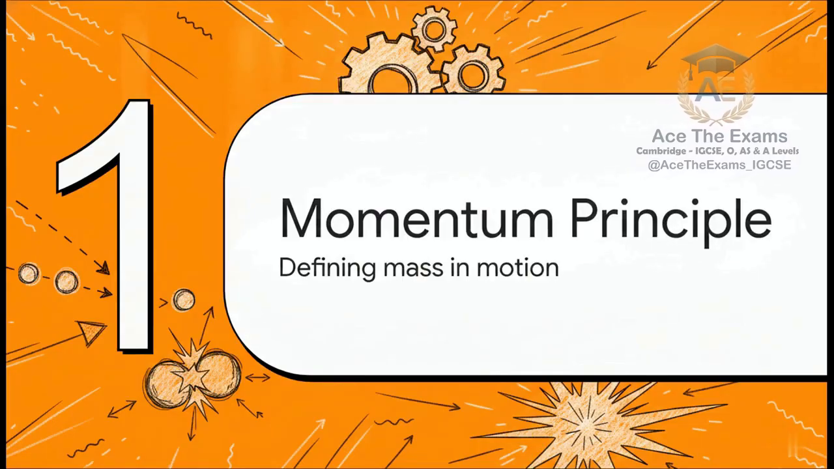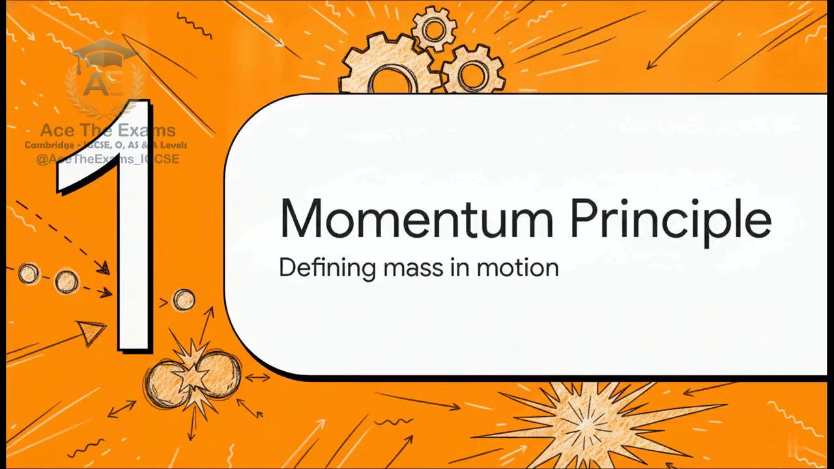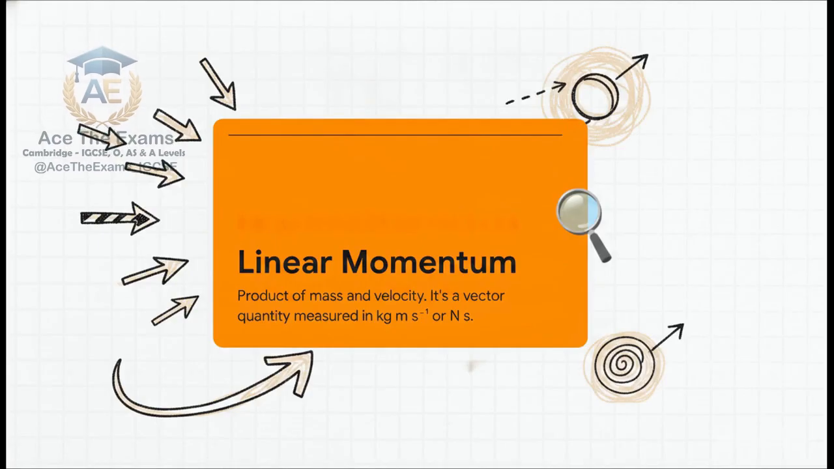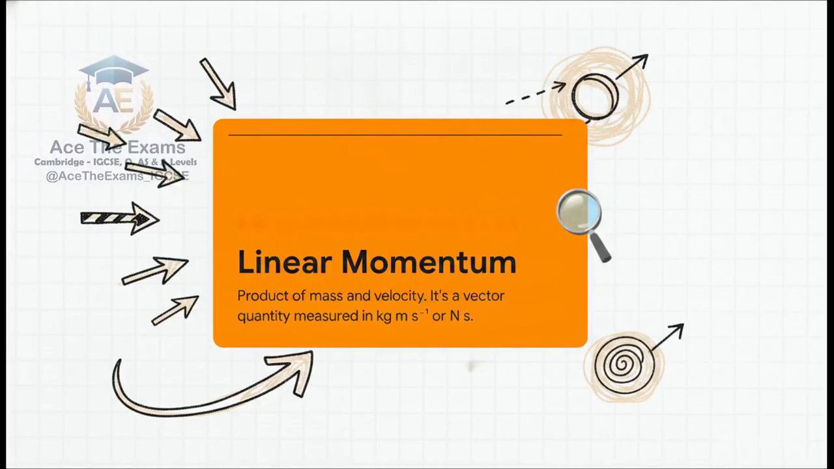Section 1. The Momentum Principle. Defining mass in motion. Right out of the gate, let's talk about linear momentum. It's represented by the letter P, and it's simply the product of an object's mass and its velocity.